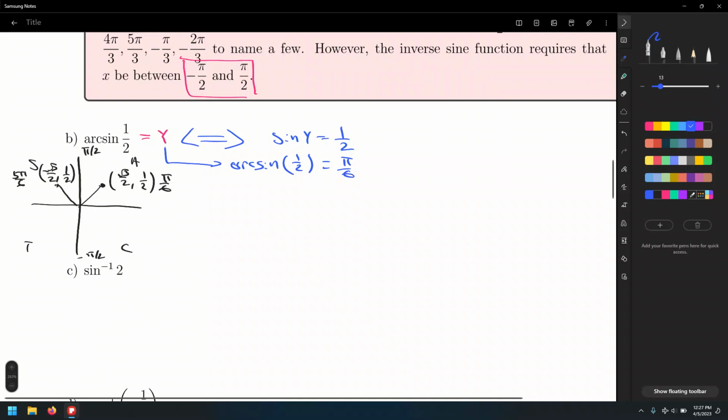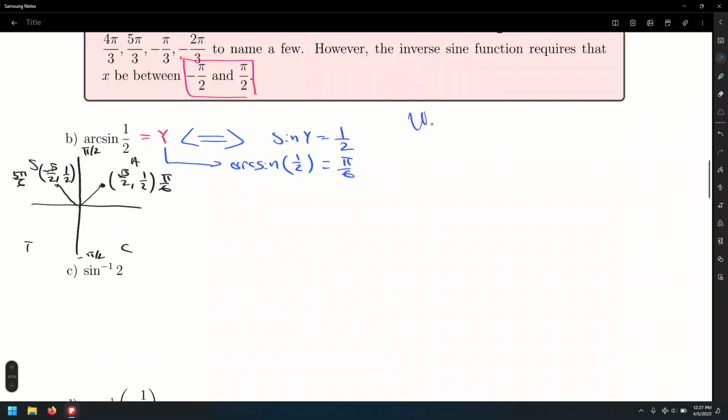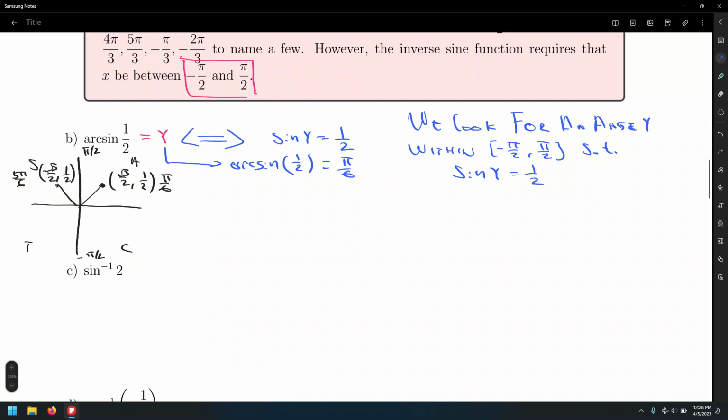And again, in words, we look for an angle y within negative pi over 2 and pi over 2 such that its sine function equals 1/2. And that angle happens to be pi over 6. All right?